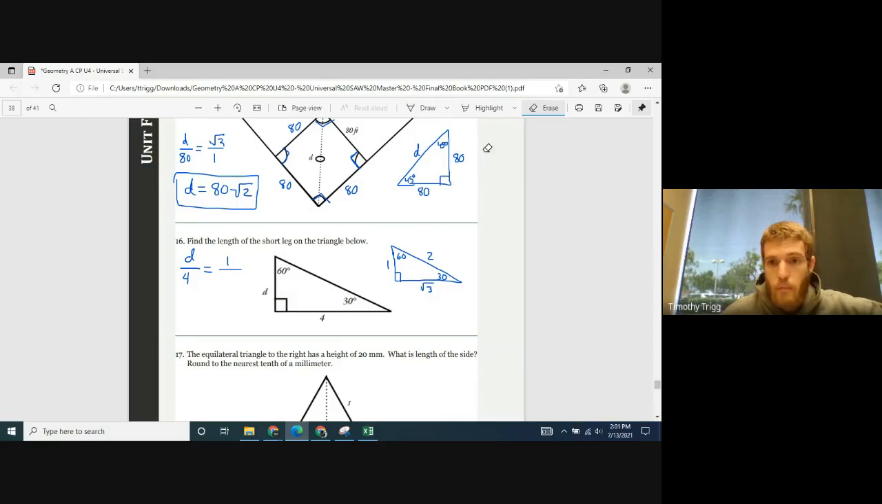What about the 4? Well, the 4 is opposite from the 60. And what's opposite from the 60 here? Well, the square root of 3. So the 4 corresponds with square root of 3. From here, cross multiply. D times square root of 3 is D square root of 3.